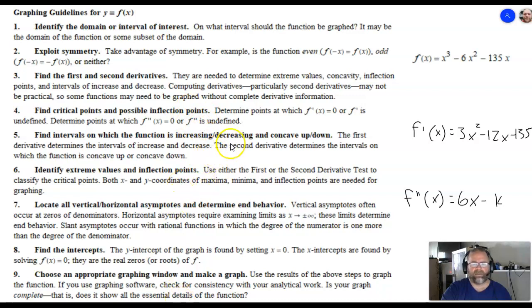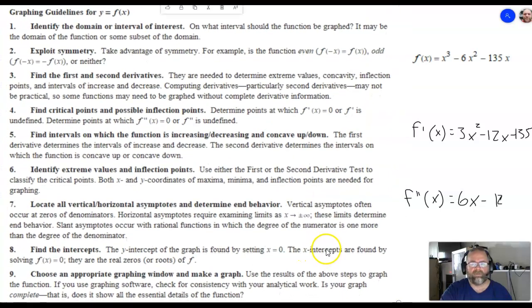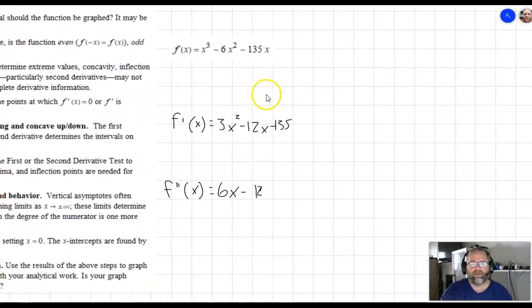All right, critical points are when the first derivative is either equal to 0 or undefined, and the inflection points are where the second derivative is equal to 0. And inflection points are where the graph is going to go from concave down to concave up, or from concave up to concave down. So let me give myself a little bit more space here. Oops. I didn't mean to move that. I meant to move the whole thing here.